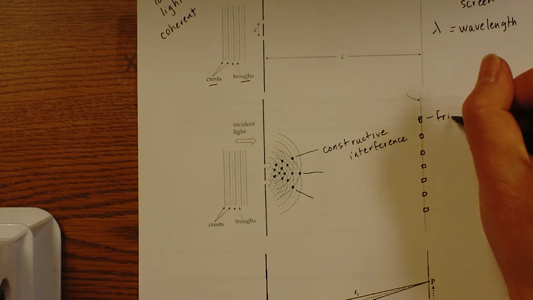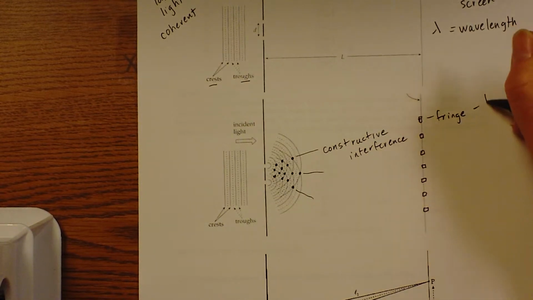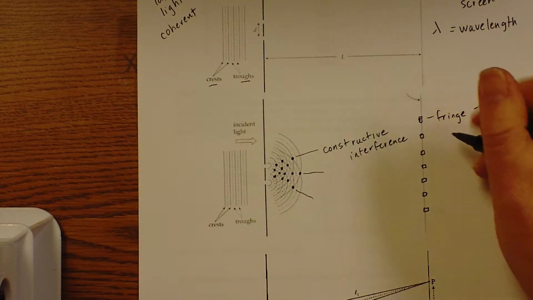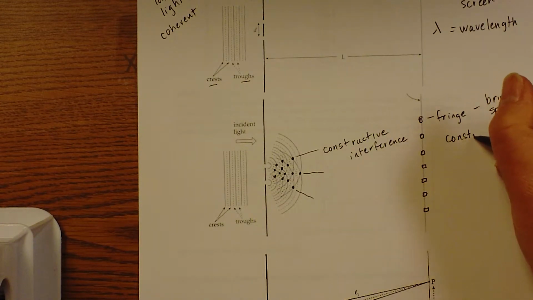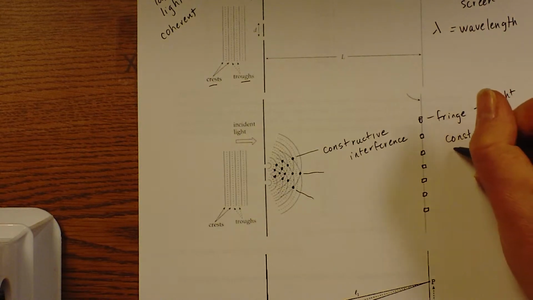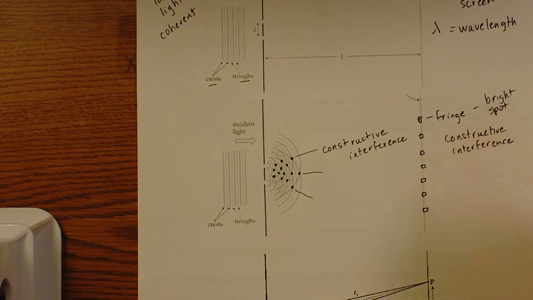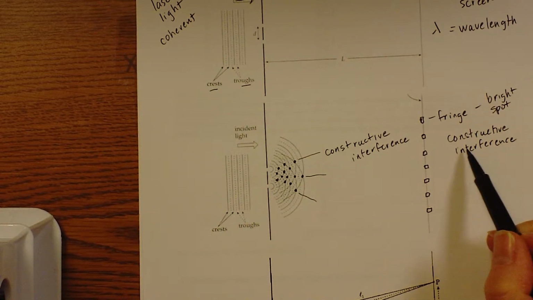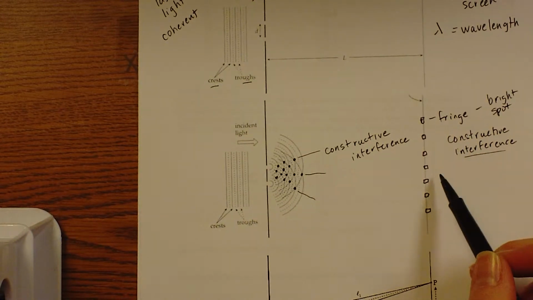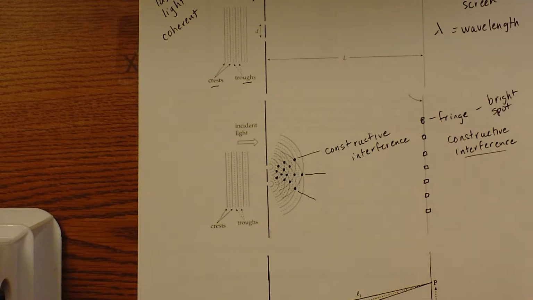So this is a fringe, and basically what it is is a bright spot. And it's a place where we have constructive interference of light. And the reasoning is that if light shows this property of constructive interference, then light is behaving as a wave.